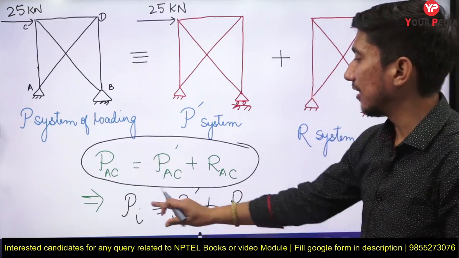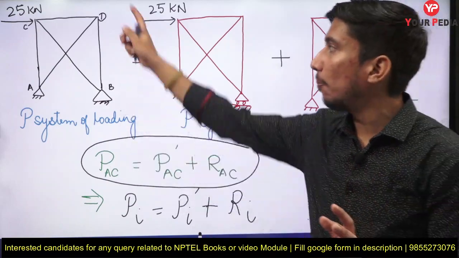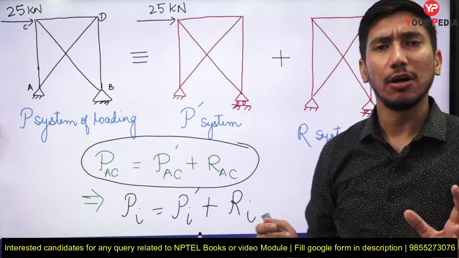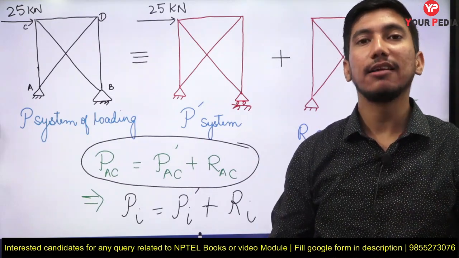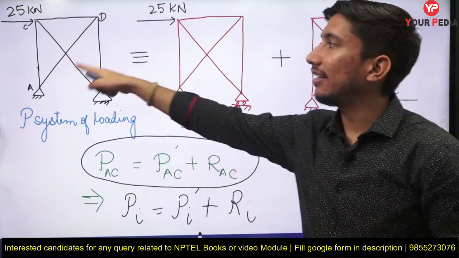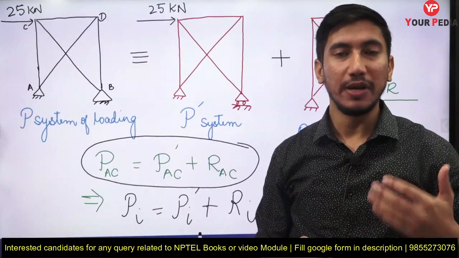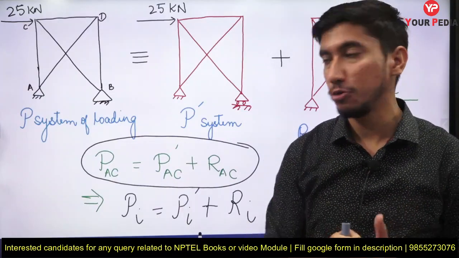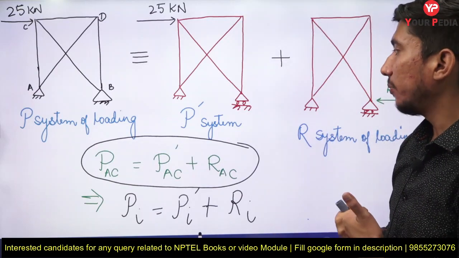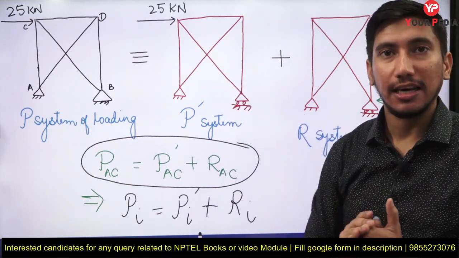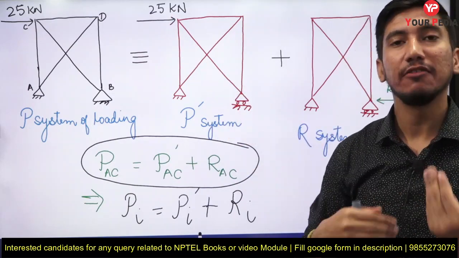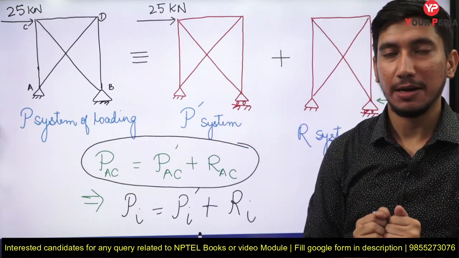In this way we break this complex question into simpler components, and these simpler components can now be analyzed and the results can be superimposed to get this result. This is what we have done. We can make this question convenient and easy to solve. Now what we have, we can analyze, because the force is given, we can find the support reactions, and we can find the forces in the members also.